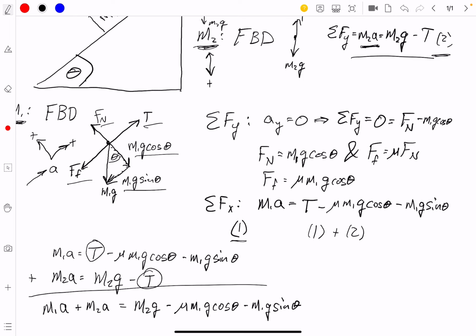All of that is true, okay? So this is like our main equation. This is the main thing. We're going to use that, all right? Okay, so that's our main equation.